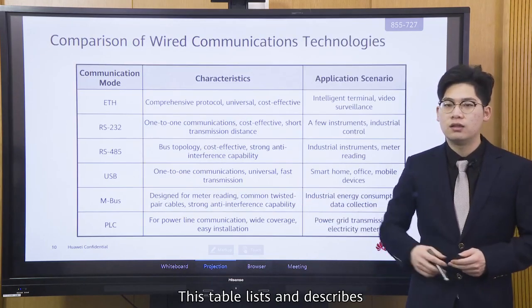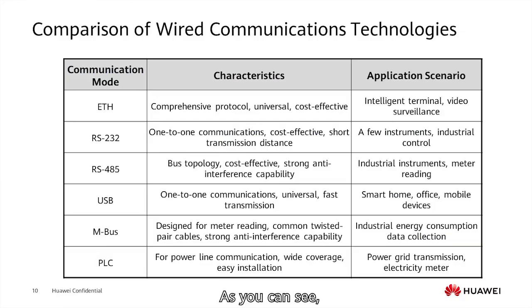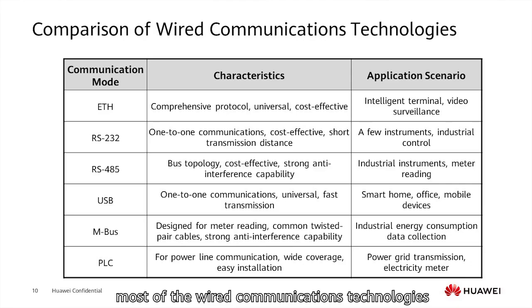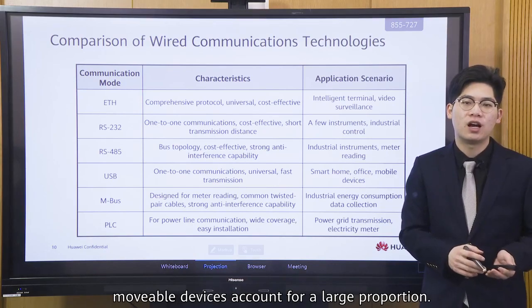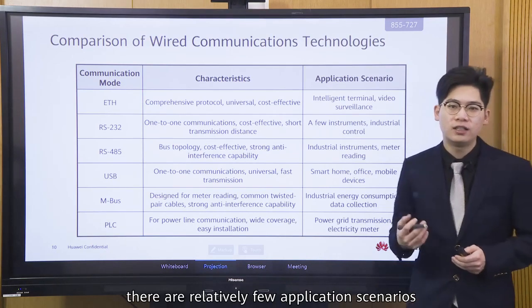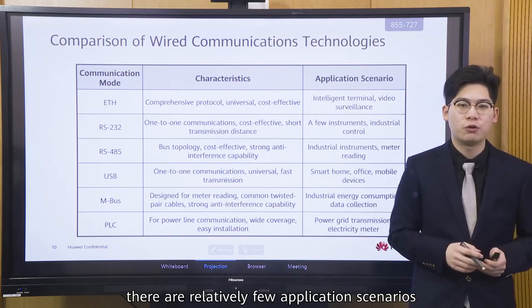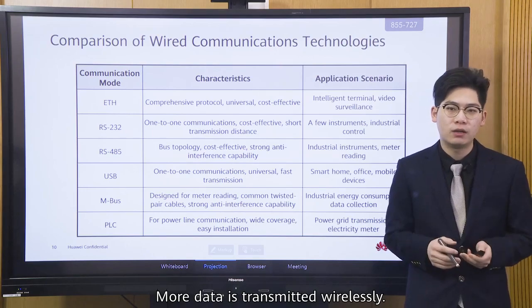This table lists and describes wired communications technologies. As you can see, most of the wired communications technologies are used in industrial sectors and public utilities. In the IoT field, movable devices account for a large proportion. Therefore, there are relatively few application scenarios for wired communications. More data is transmitted wirelessly.